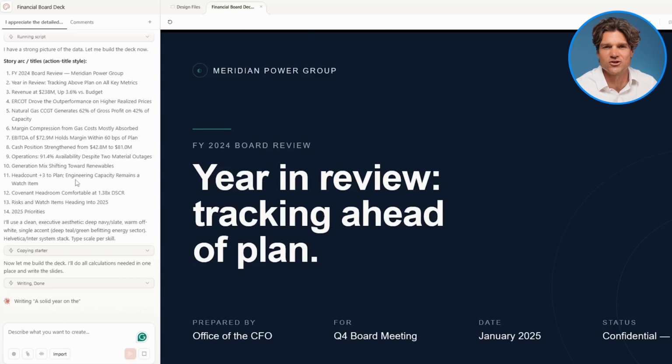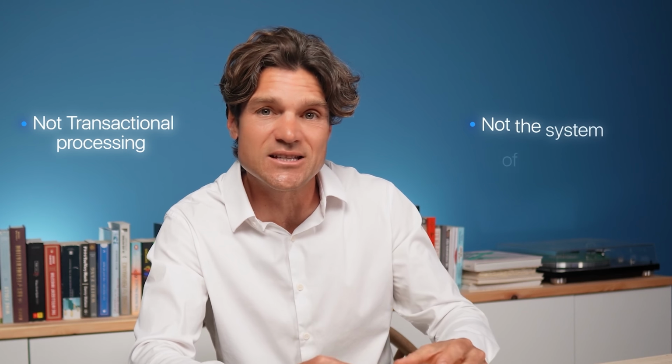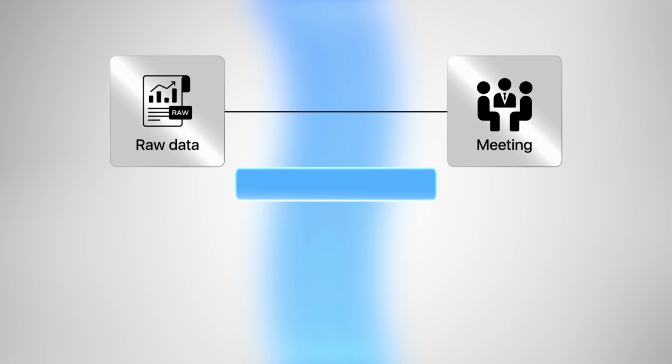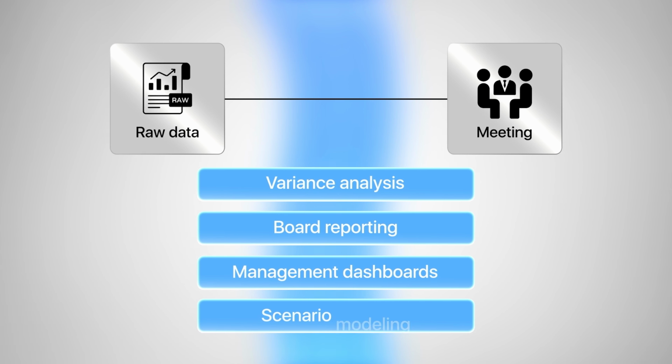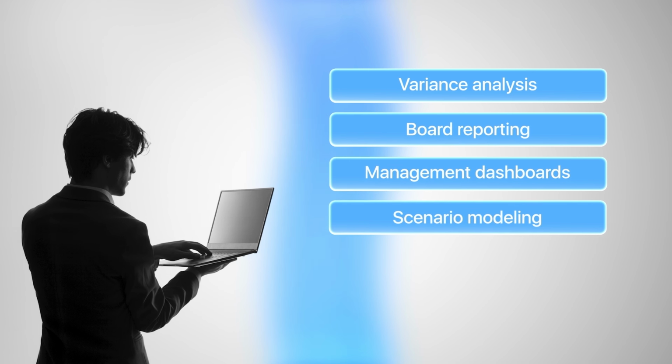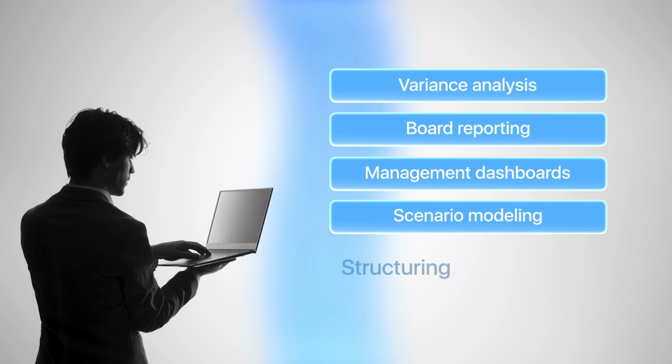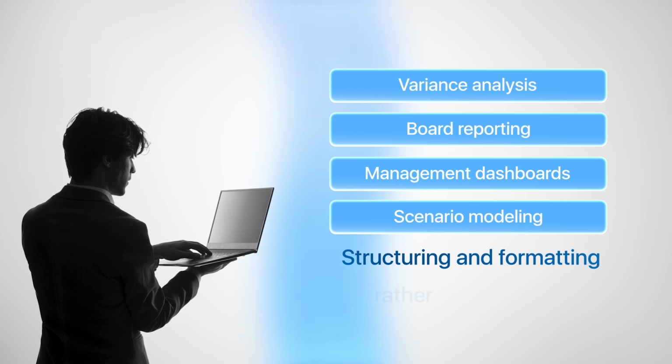Where this matters for finance is the middle layer that we talked about. That middle layer of work is not transactional processing, it's not the system of record, but everything between the raw data and the meeting. Variance analysis, board reporting, management dashboards, scenario modeling, those kinds of things. This is the layer where most finance professionals spend the bulk of their time on structuring and formatting rather than thinking. And that's exactly the layer that Claude Design compresses.